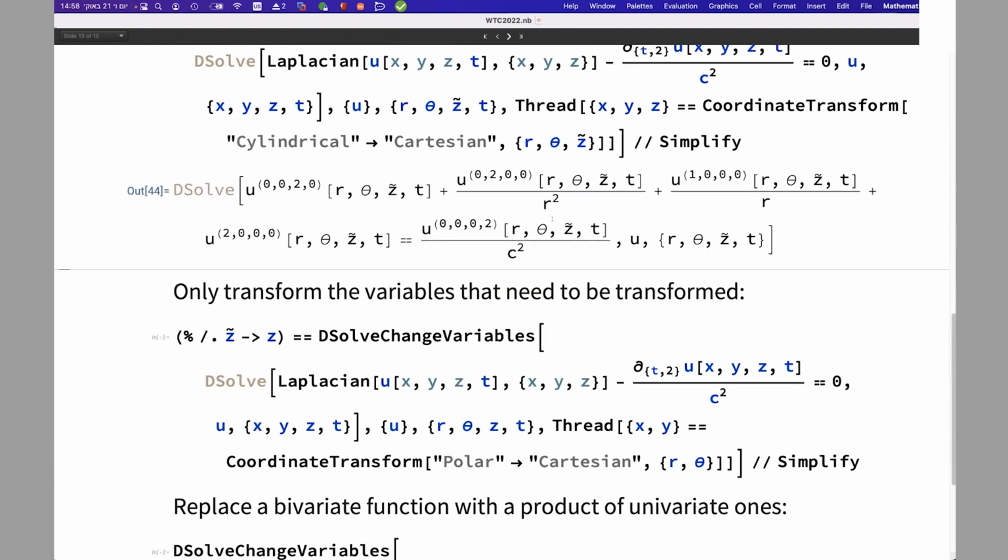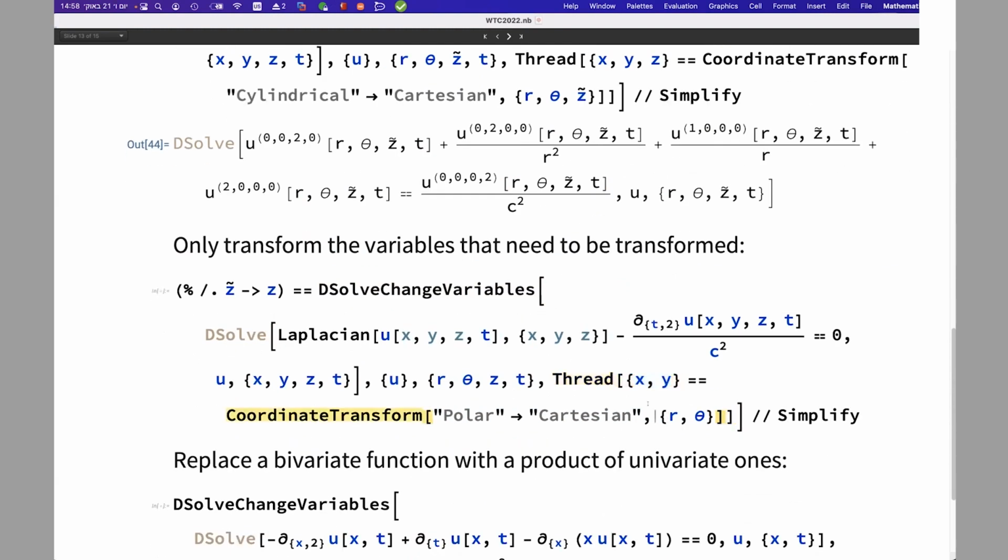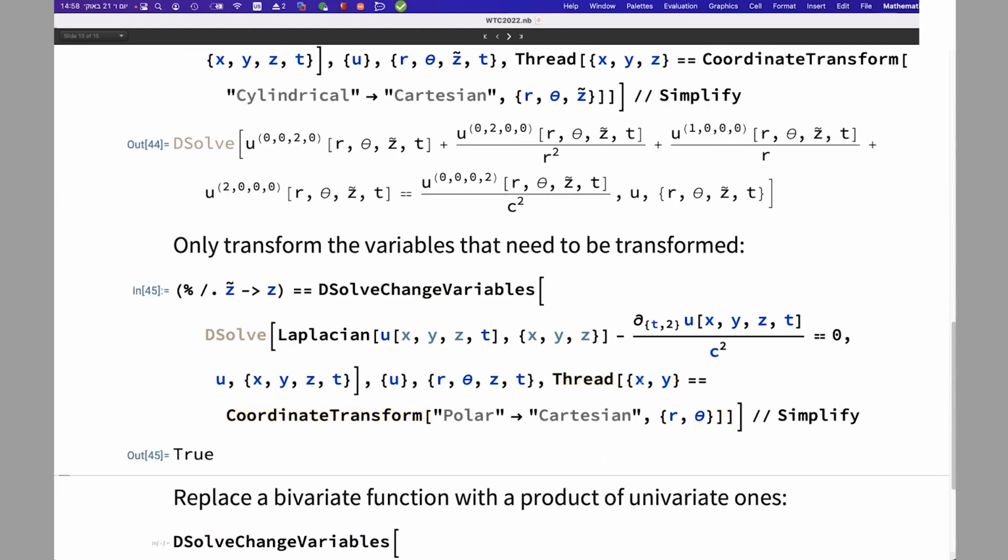But if we are doing this by hand, why don't we only transform the variables that are actually being changed? So here I don't change z and t. I only change x and y into r and theta, and I use polar coordinates to transform x and y. And this will, in fact, give me the same transformation.